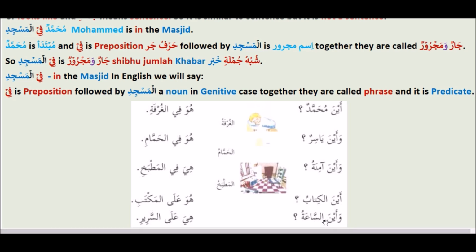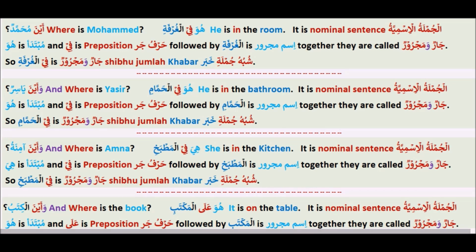Wa aina as-sa'atu, and where is the watch? Here ala as-sariri, it is on the bed. Here hiya is mubtada, and as-sa'atu is a feminine noun, so hiya has been used over here. Ala is harfu jar, as-sariri is ism majroor, ala as-sariri is jarun wa majroorun shibhu jumla khabar. I have written it all over here. You can anytime go and repeat it and try to understand it.